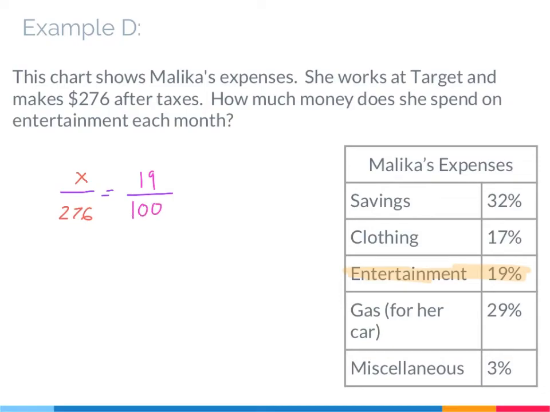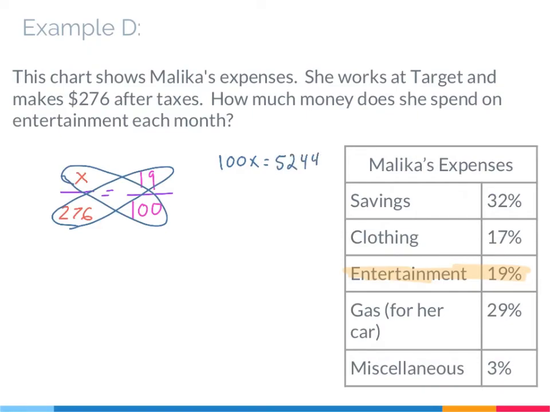So now that I've set up my proportion, I can cross multiply. So I can do 276 times 19 and x times 100. X times 100 is going to be 100x. 19 times 276 is 5,244. So I'm going to write that down as the other side of my equation.